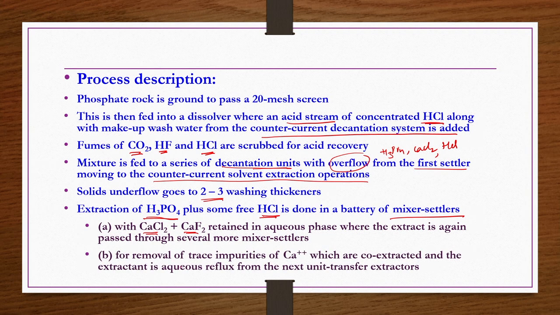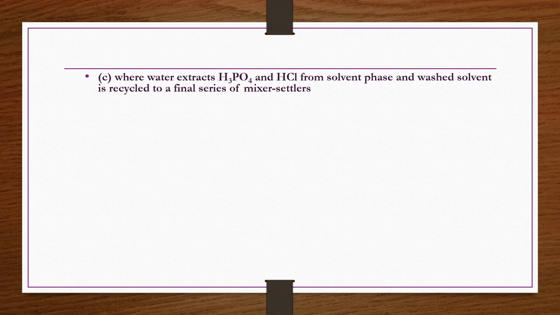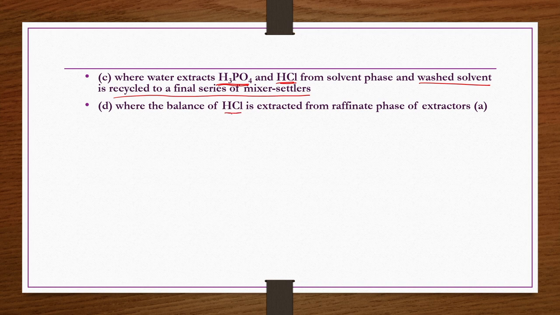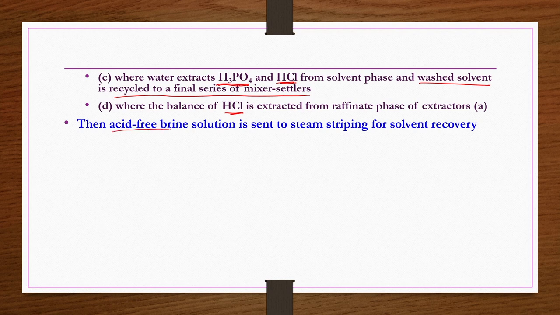In the B extractor, it is for removal of trace impurities of calcium fluoride or calcium chloride, whatever is present, which are co-extracted, and the extractant is aqueous reflux from the next unit. C extractor is the one where water extracts H3PO4 and HCl from the solvent phase, and the washed solvent is recycled to a final series of mixer settlers, where the balance of HCl is extracted from the raffinate phase of extractors A. This acid-free brine solution is sent to steam stripping for solvent recovery, so that the solvent can be used in the first thickener again for the extraction process, and then the cycle continues.